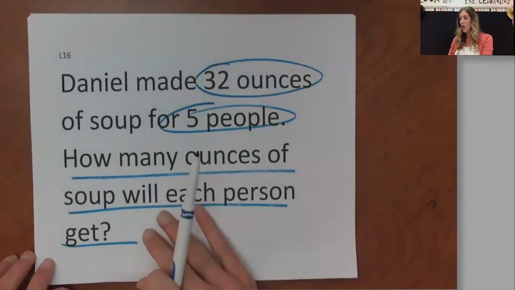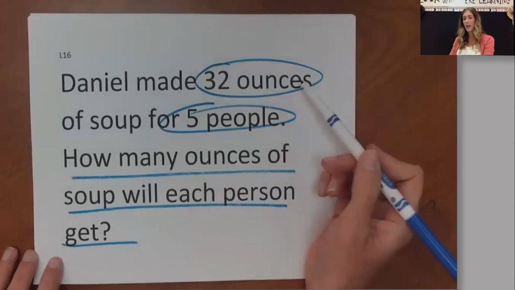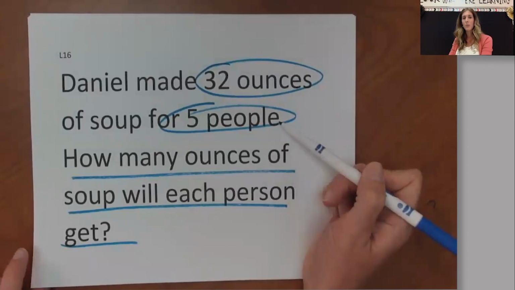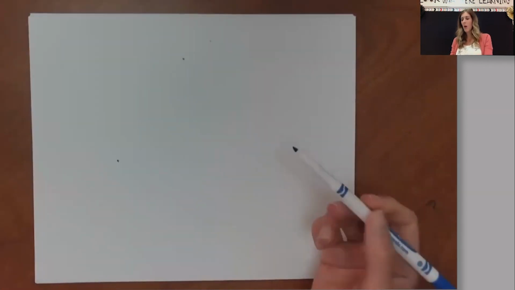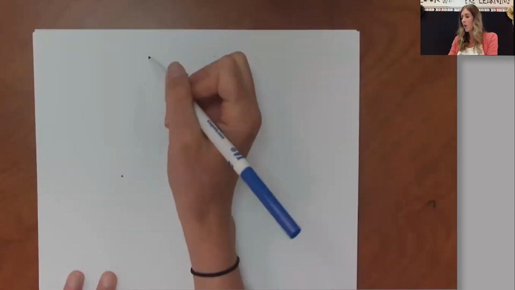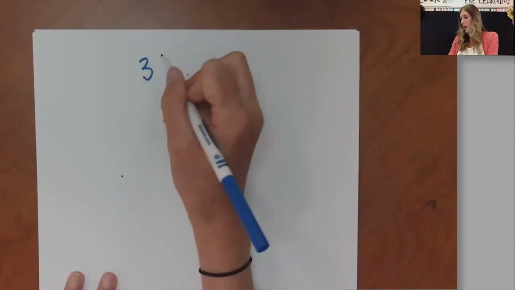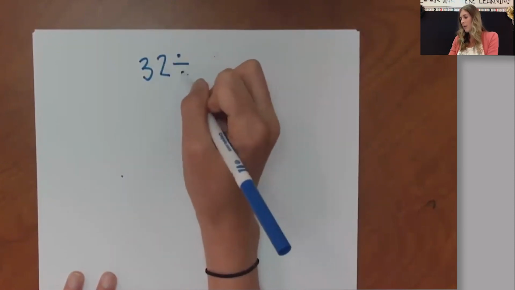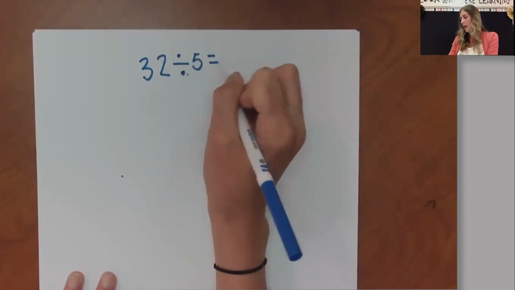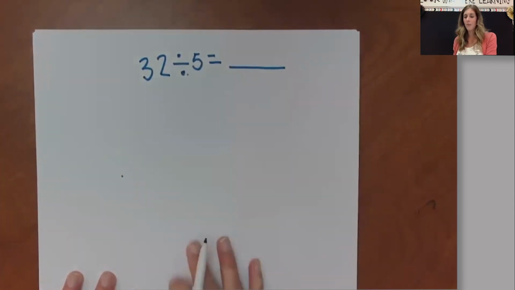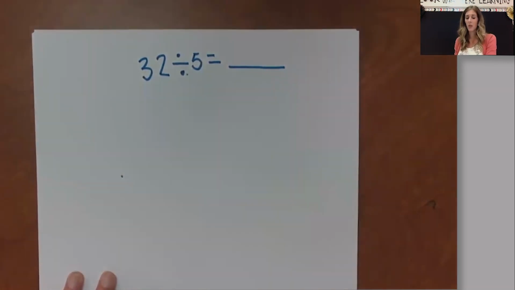So I'm going to need to divide because I'm taking a total amount and I'm dividing or splitting it up between 5 people. So let's go ahead and write our equation on our paper. 32 divided by 5 equals blank. How much soup each person is going to get.